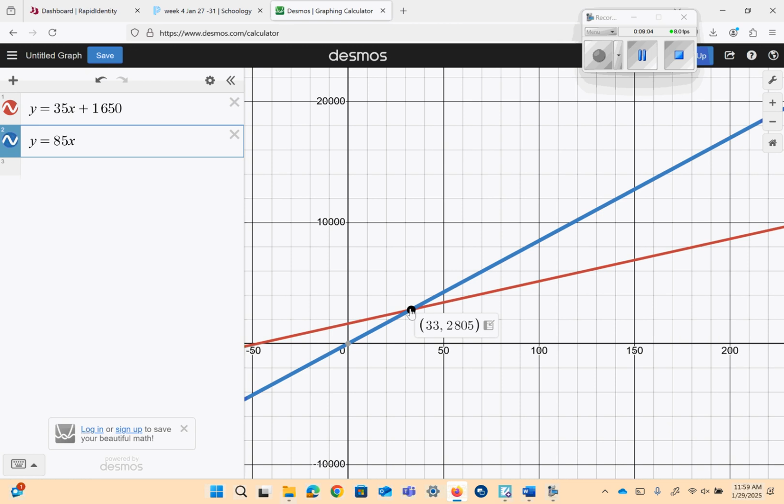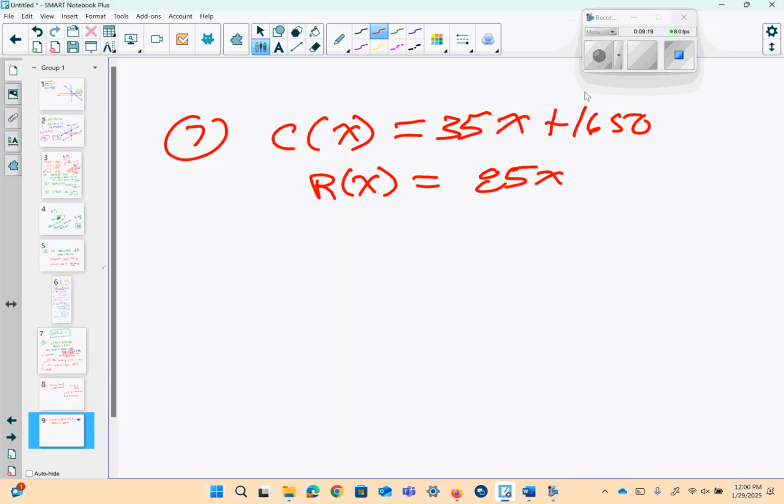Then number 8 says the manufacturer sells widgets for $12 per unit. Fixed costs are $1,600, and the variable costs are $8 per unit. Write an equation of the cost and revenue function. Find the break-even point.